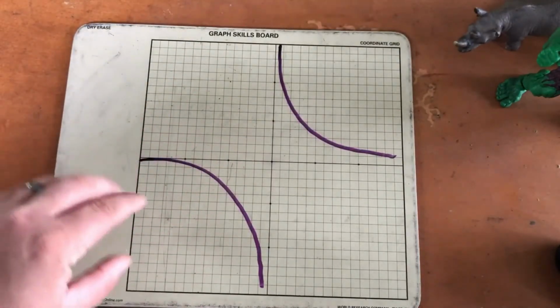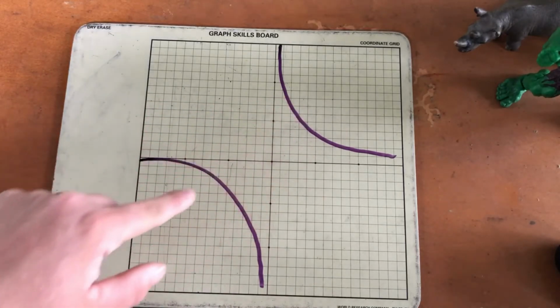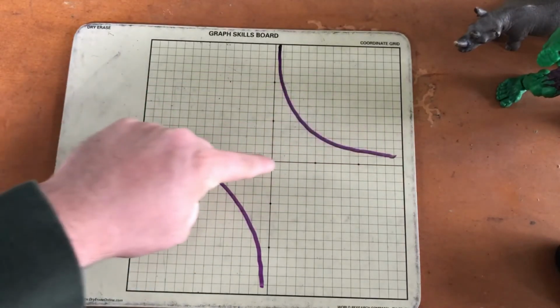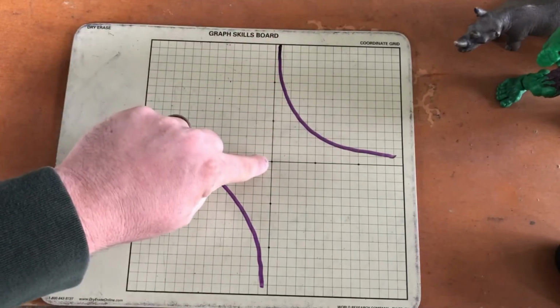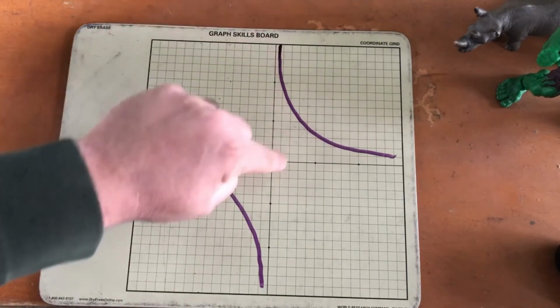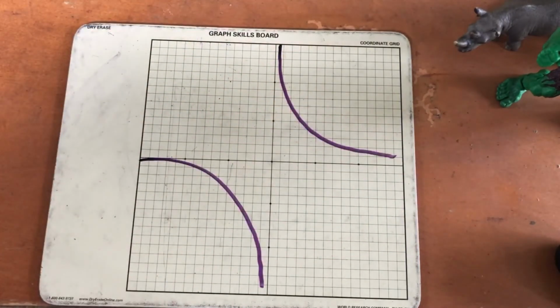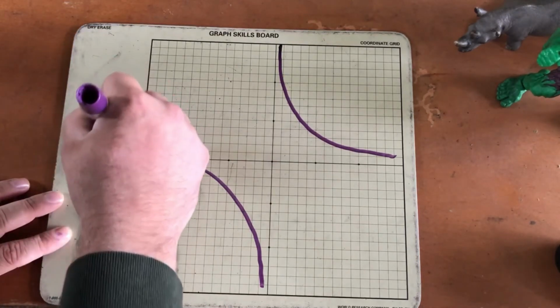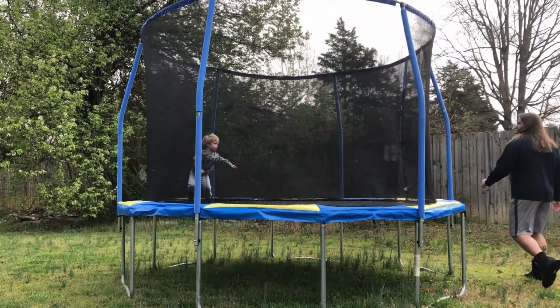So the only way it changes is that this part may be closer to my origin, this part may be closer to my origin, but notice as x gets bigger, my y values are getting smaller and smaller. As x gets further negative, my y values get smaller and smaller. When I get close to x equals 0, my y values are huge. So as x gets big, y gets very small. All right? So in this case, I could say that this is y equals k over x. This is, in fact, an inverse variation.